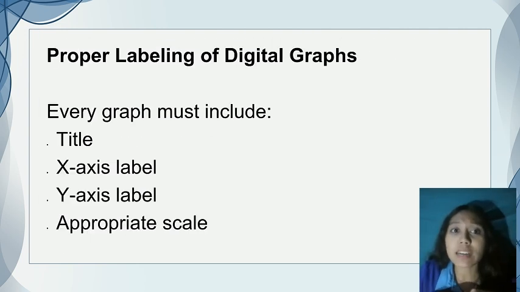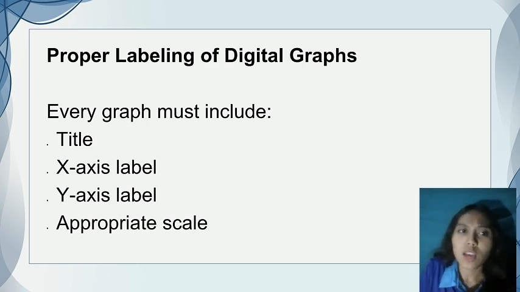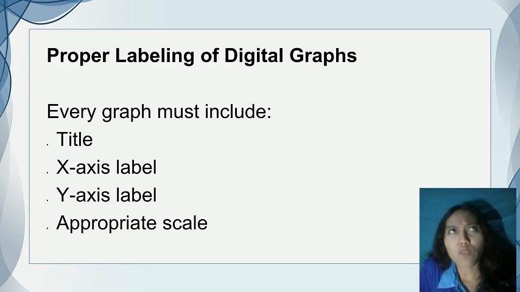Now, proper labeling of digital graphs. Every graph must include a title, an x-axis label, a y-axis label, and an appropriate scale. For example, if you're making a graph of student test scores over time, the title might be Student Test Scores, the x-axis label might be Date, and the y-axis label might be Score. The scale should be appropriate for the range of scores.